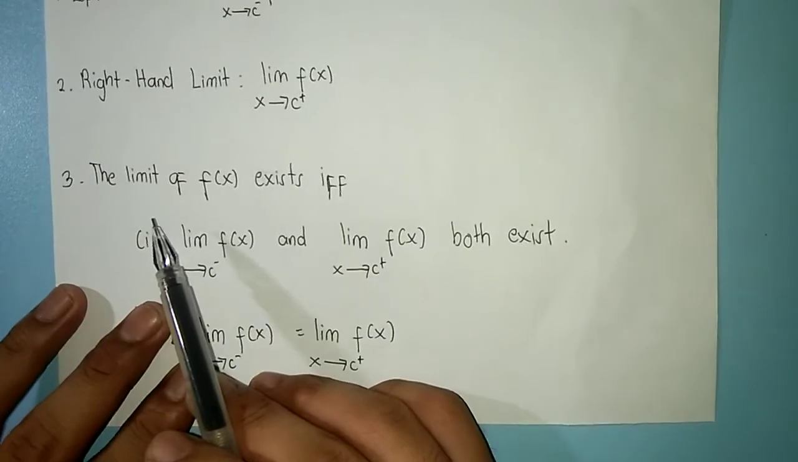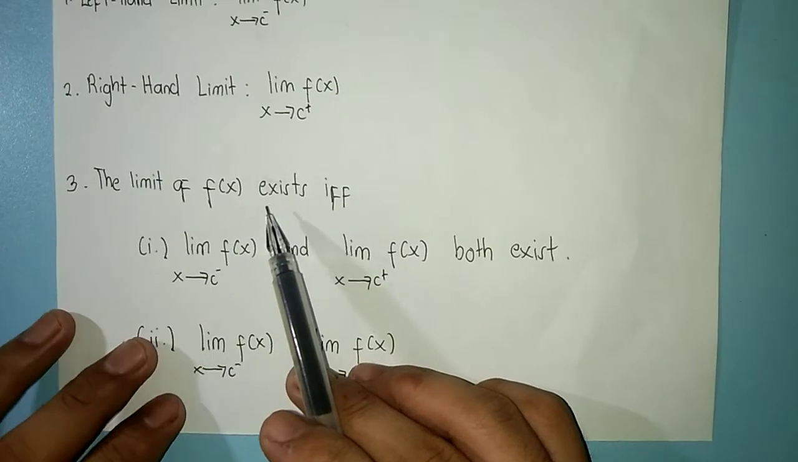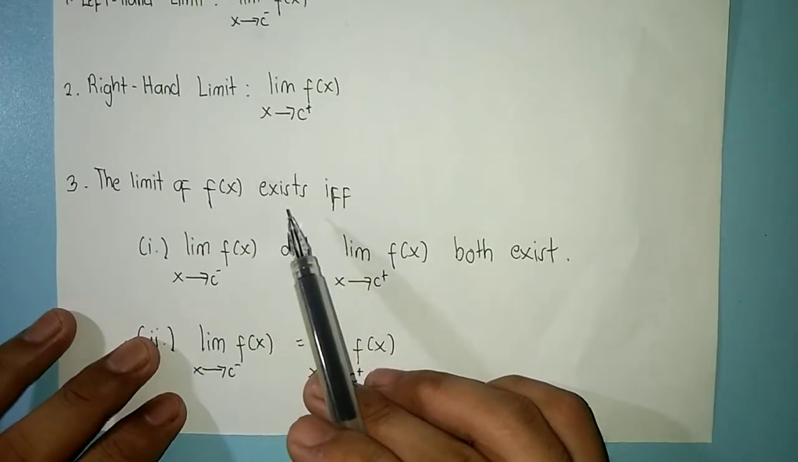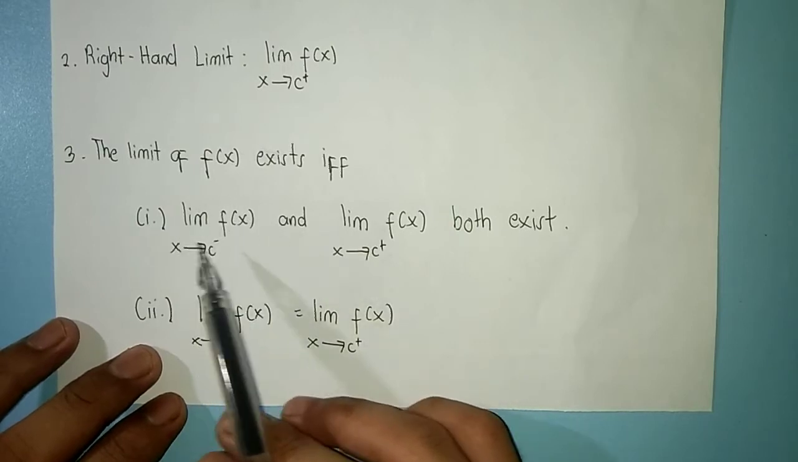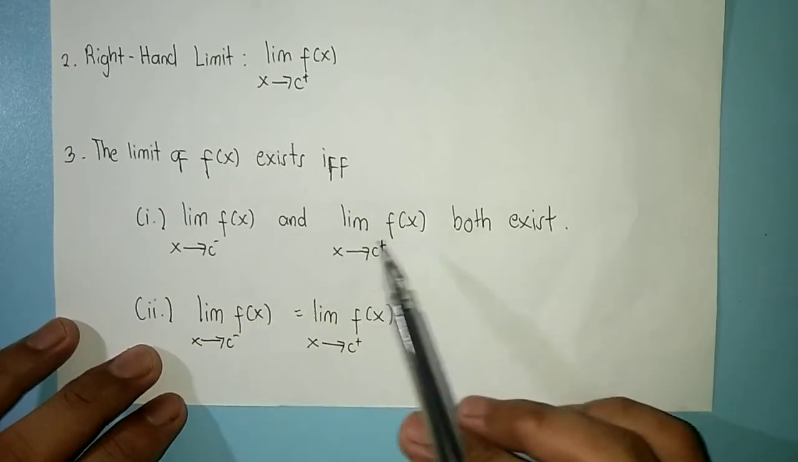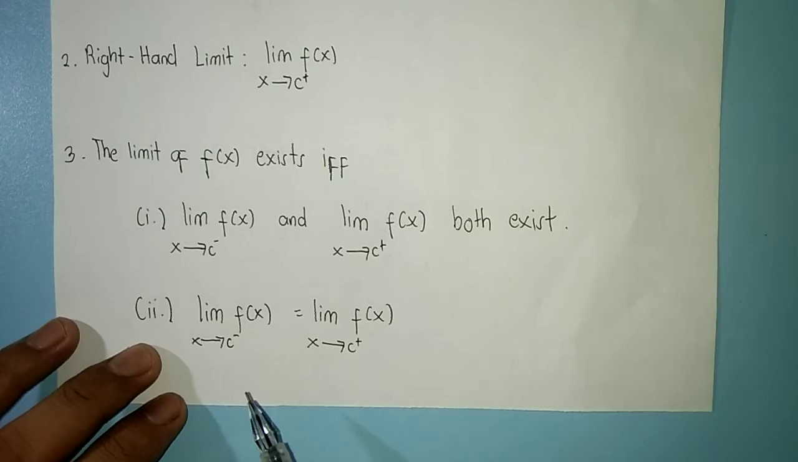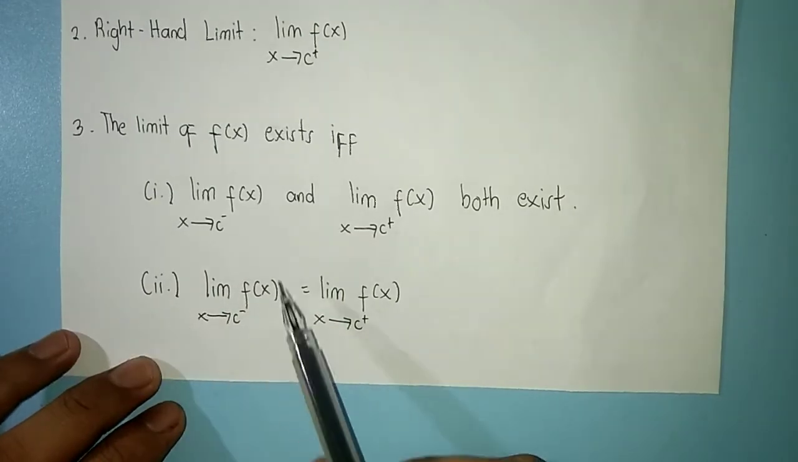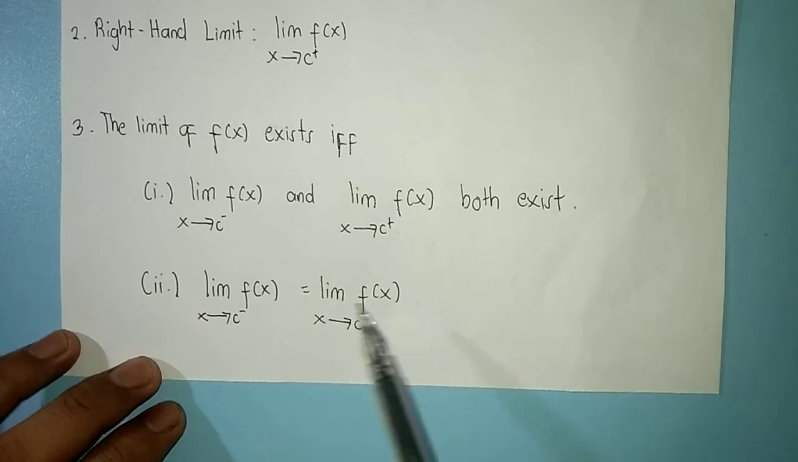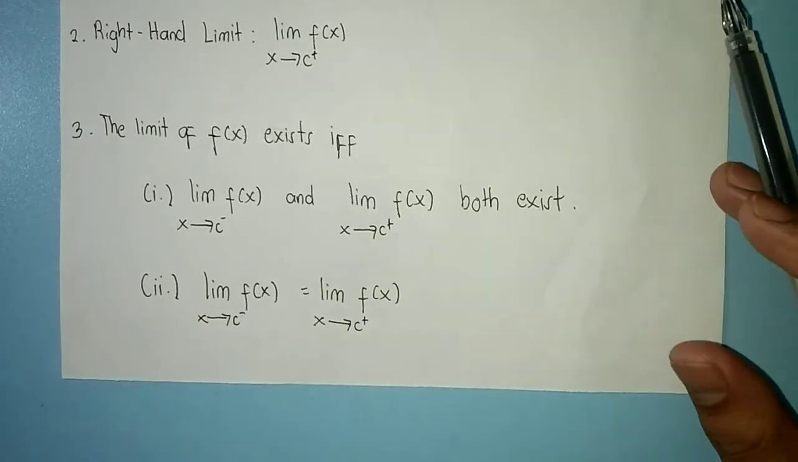And then, the limit of f of x, or the limit of the function, exists if and only if yung left-hand limit and right-hand limit both exist. Okay? And then for the second condition, dapat yung left-hand limit ay equal sa right-hand limit.